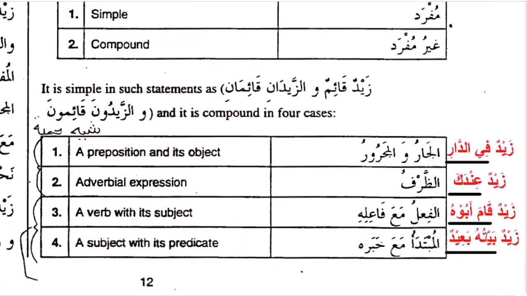Baytuhu is the mubtada. Ba'idun is the khabar. So a khabar can contain a mubtada and a khabar. That's a jumla ismiya. A khabar can be a jumla ismiya. A khabar can be a jumla fi'liya. A khabar can be a zarf. A khabar can be a jar wa majrur. That is what the Sheikh says. Four things: a khabar can be a jar wa majrur, a zarf, a jumla fi'liya, and a jumla ismiya. I hope that is clear.